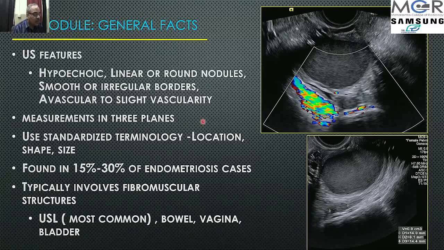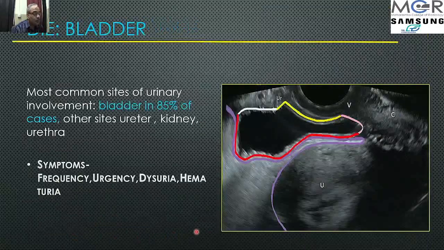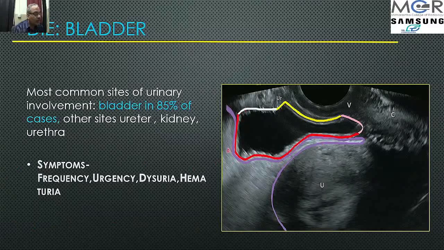These nodules are seen in around 15 to 30% of cases and typically involve the fibromuscular structures. The uterosacral ligament is quite commonly involved, followed by bowel, vagina and the bladder. For the bladder, as we have seen, the red part showing is the dome of the bladder, which is quite commonly involved. Out of all cases of urinary system endometriosis, bladder involvement is seen in almost 85% of the cases. And these patients, because of urinary involvement, have urinary complaints like frequency, urgency, dysuria or hematuria.